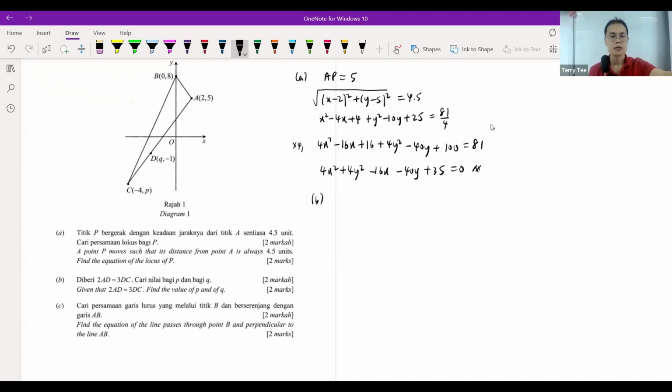Okay, next, for part B, you're given that 2AD is 3DC. So this is actually to help you to find the ratio. So if I take AD divide DC, I'll get 3/2. That means AD is 3, DC is 2. So we're going to use the ratio formula to find out the value of P and Q. Remember the ratio? (nx1 plus mx2) over (m plus n), followed by (ny1 plus my2) over (m plus n).